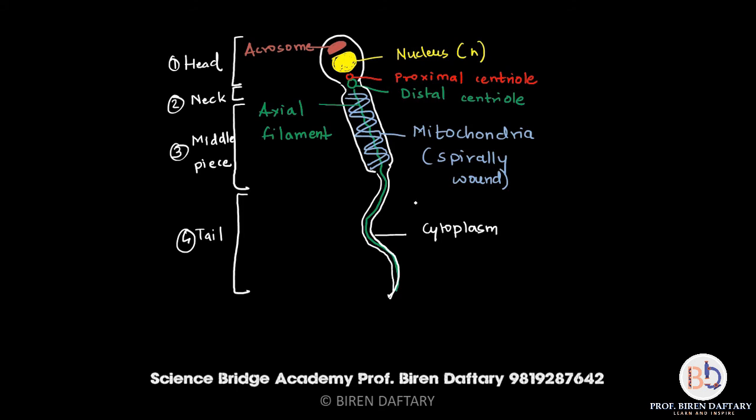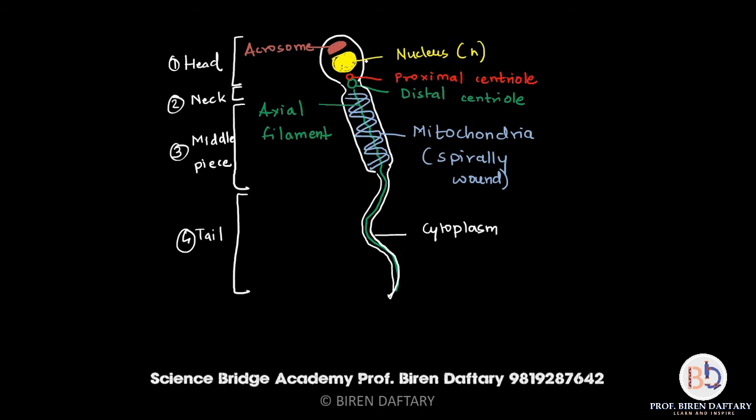Once again, we'll just revise the function of all the different parts. The head consists of acrosome, which has enzymes like hyaluronidase which help the sperm to penetrate the ovum. Then the nucleus has 23 chromosomes, so it is haploid. Below the nucleus is present the neck region, which has proximal and distal centrioles. Proximal centriole helps in cleavage or division of the zygote. Distal centriole gives rise to the axial filament, which is present throughout the neck, middle piece and tail. It forms a kind of cytoskeleton for the sperm.